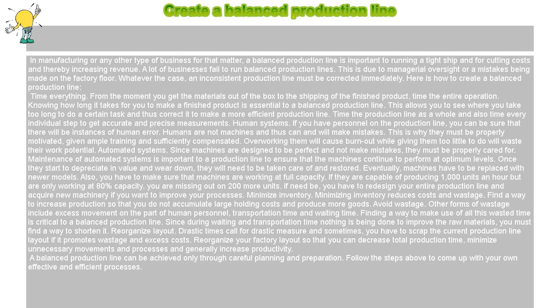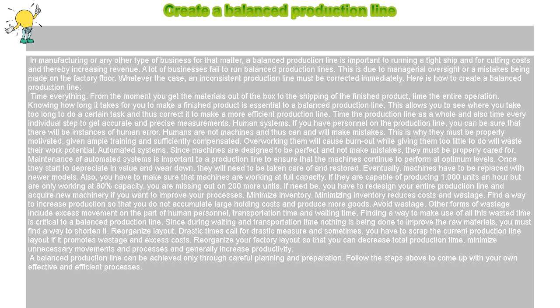Automated systems. Since machines are designed to be perfect and not make mistakes, they must be properly cared for. Maintenance of automated systems is important to a production line to ensure that the machines continue to perform at optimum levels. Once they start to depreciate in value and wear down, they will need to be taken care of and restored. Eventually, machines have to be replaced with newer models.